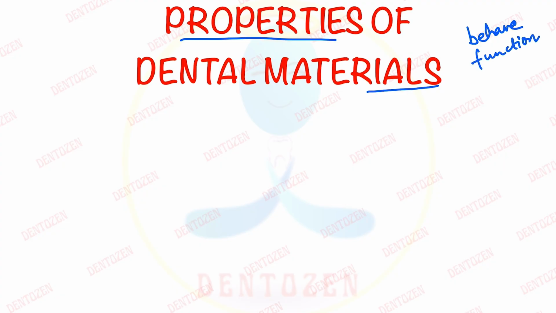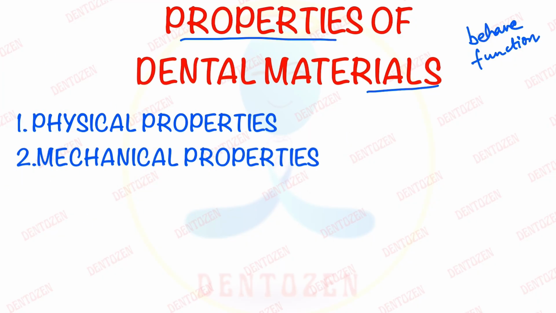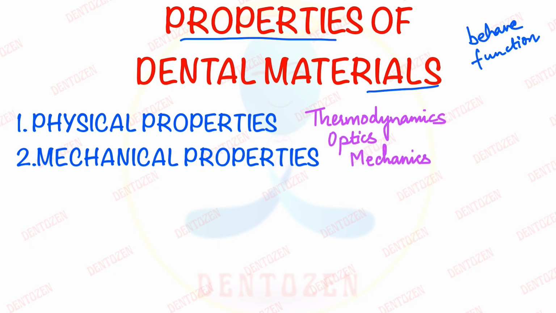So these can be physical or mechanical properties, but they are based on certain laws. For example, the laws of thermodynamics, thermal changes, the laws of optics, light phenomena, and the laws of mechanics. The ones which are based on the laws of mechanics are known as mechanical properties, but they are actually considered a subset of physical properties only.